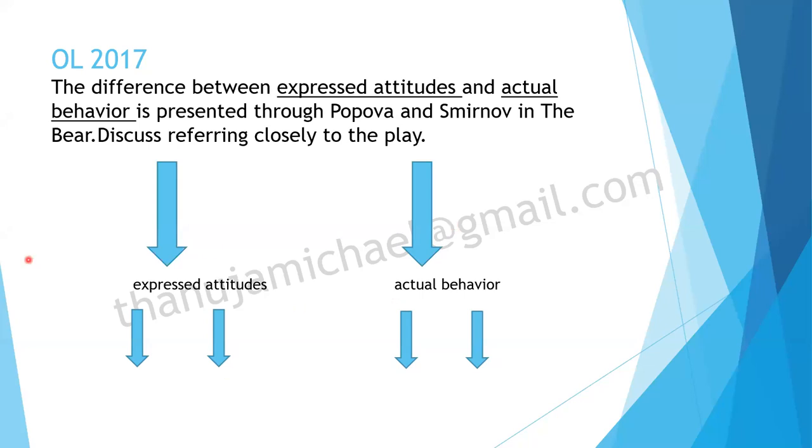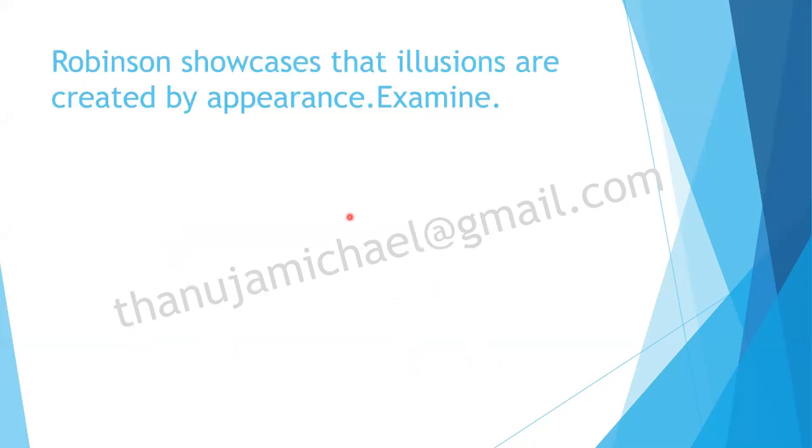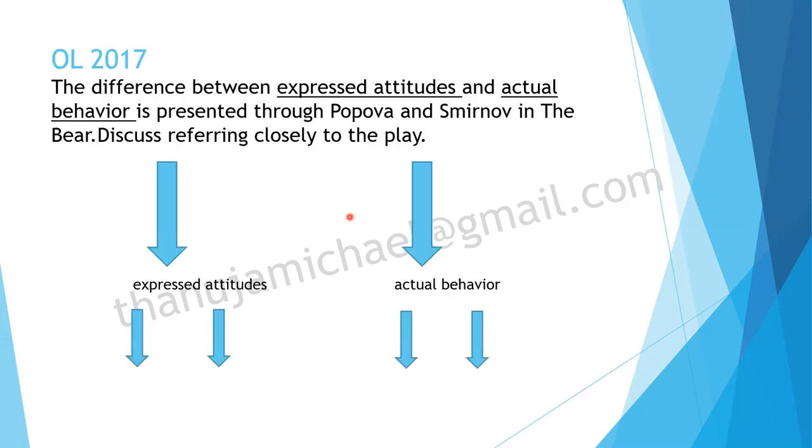Give me examples of expressed attitudes. The first thing in your introduction is that these two characters are not stable characters. From the beginning to the end, we see how they change. You can use the keywords here, the expressed attitudes and actual behavior, put in other words. If you can find quotations outside the text, you are welcome. Their relationship, how it was at the beginning and how it ends, you can talk about these things also.